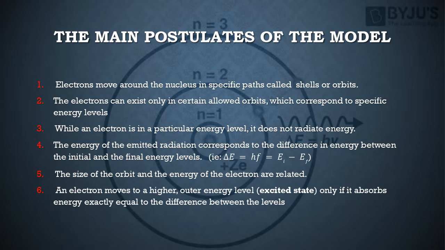Let's look at the postulates of Bohr's planetary theory of the atom. The first postulate states that electrons move around the nucleus in specific paths called shells or orbits. The other postulates include that the electron can exist only in certain allowed orbits, which correspond to specific energy levels.